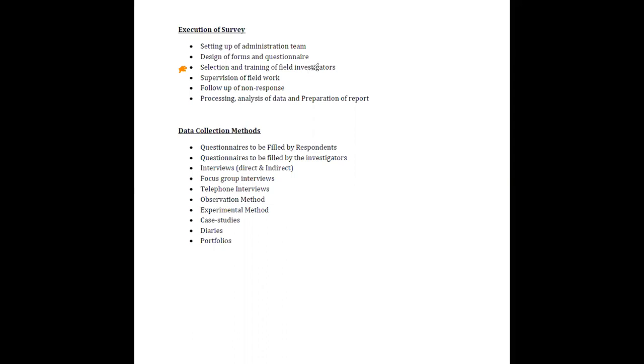Even though those people are collecting the data on behalf of you, you are still taking the primary data. Therefore, if you are not giving them good training, they will not be able to give you a good output as well.